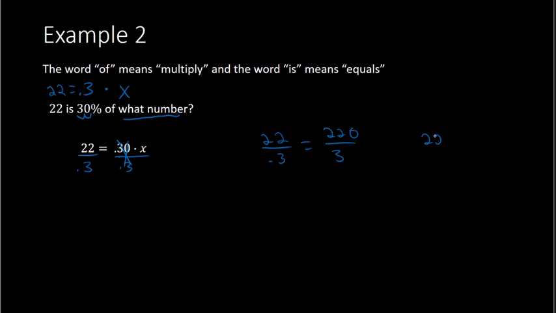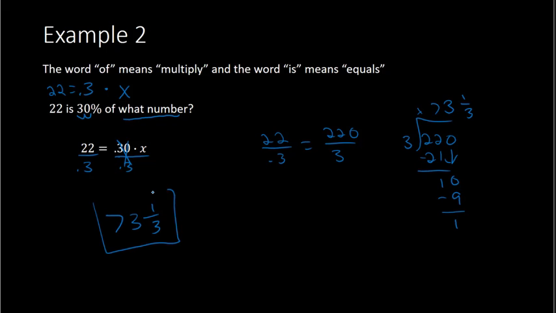So I could just take 220 divided by 3. I get 7. 7 times 3 is 21. Subtract, I get 1, bring down the 0. That's going to be a 3. And 3 times 3 is 9. Subtract, I have 1, so the remainder is 1. I can write that as a fraction, 1 over that 3. So my solution is 73 1/3. And what we found is that 22 is 30% of 73 1/3.